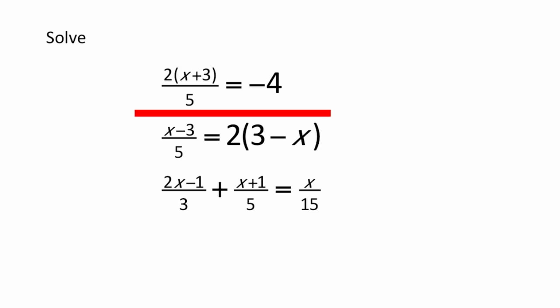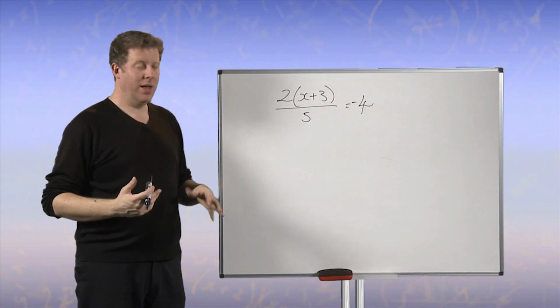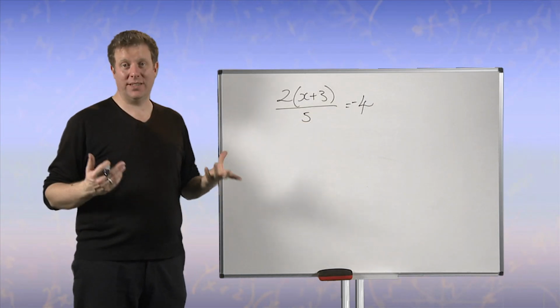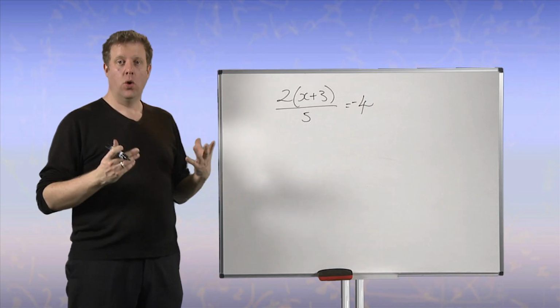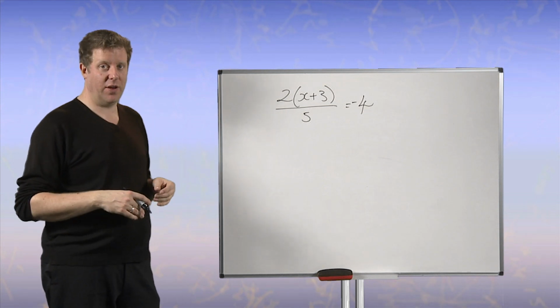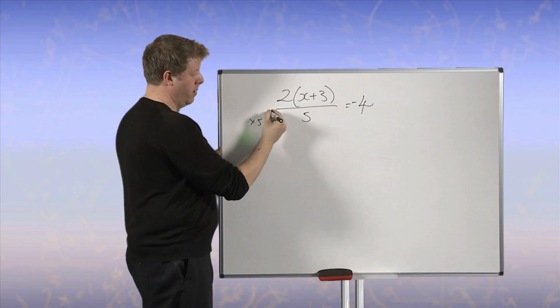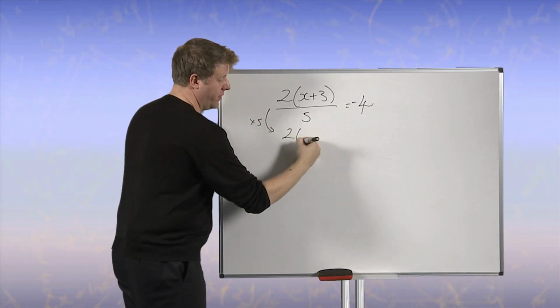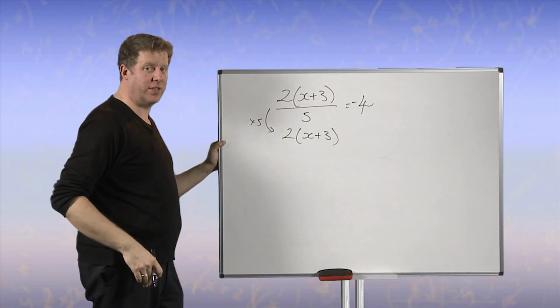2 lots of x plus 3 over 5 equals minus 4. Now, when we have a fraction with algebra, all we have to remember is that this line of the fraction represents divide. So if we want to get rid of it, either using the reverse method or the balance method, all we need to do is the opposite of divide by 5, which in this case is multiply by 5. So if I multiply both sides by 5, this one will become 2 lots of x plus 3, because the times 5 has got rid of that divide by 5 for us.